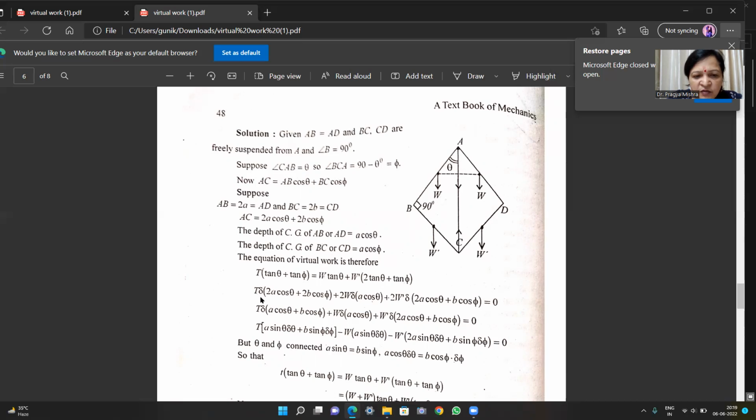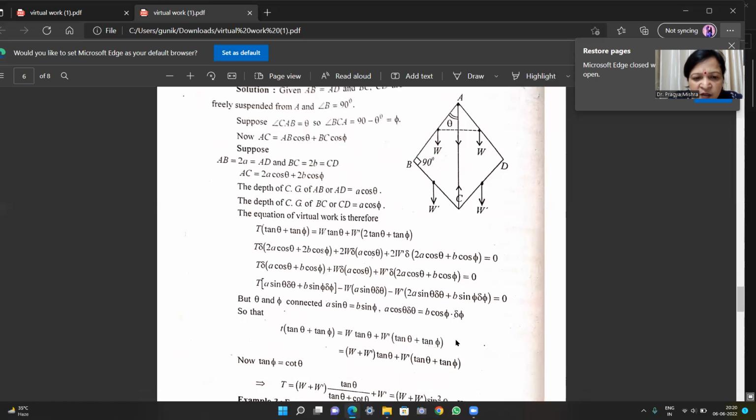We have to consider this equation: T delta (2A cos theta plus 2B cos phi) corresponding to tension T delta AC, plus 2W delta, where 2W is the weight and its distance from point A is A cos theta, and the 2W dash weight's distance from point A is that, so delta (2A cos theta plus B cos phi) equal to 0. We will simplify this, and after simplification we get this equation.